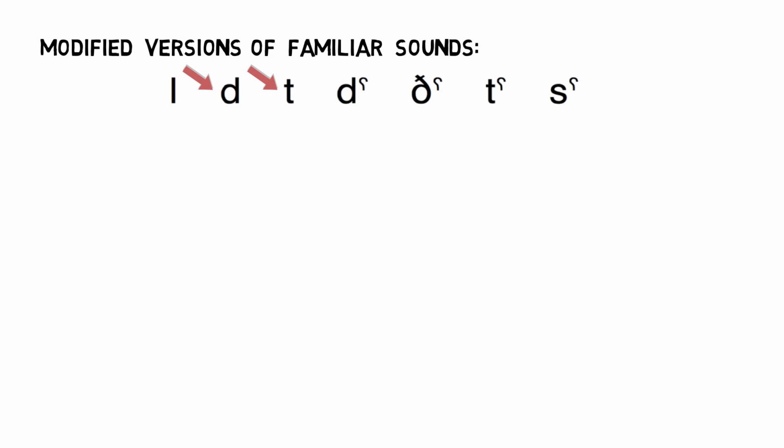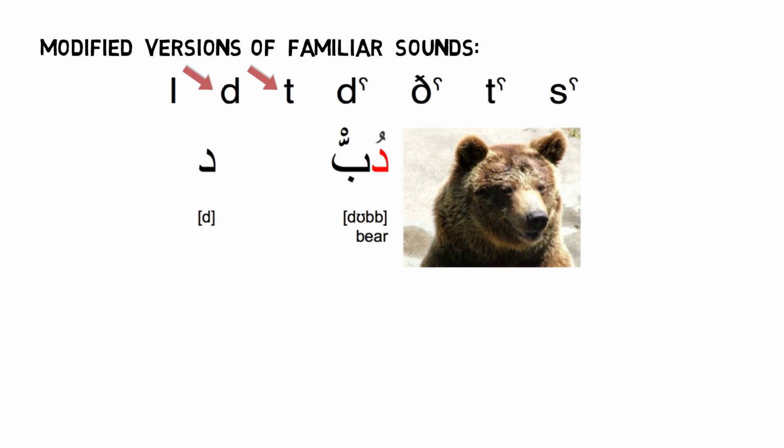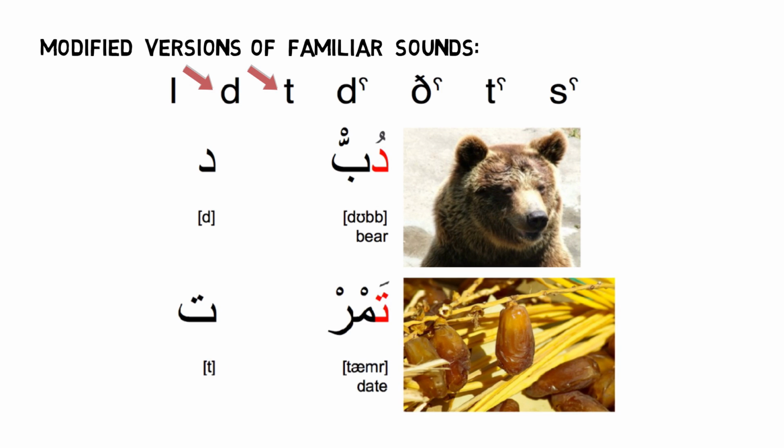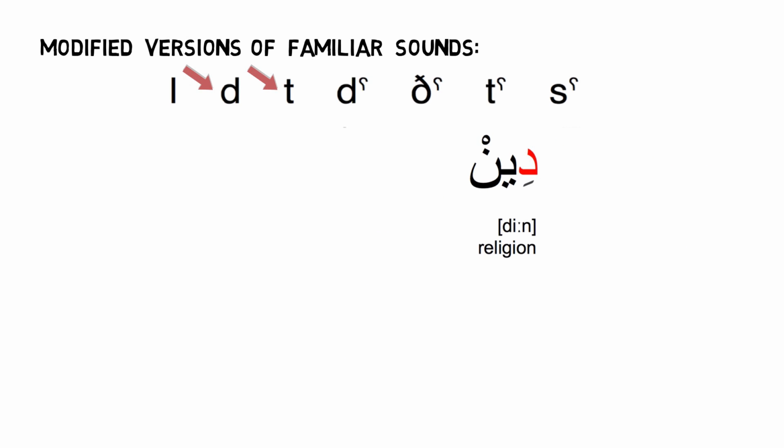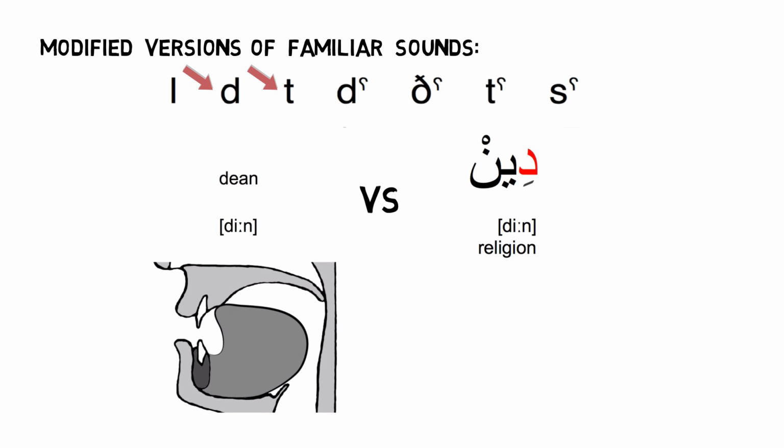Okay, so next, let's talk about 2 consonants that look like a D and a T in IPA. There's D as in dub and T as in tamr. These 2 consonants are slightly different from their English counterparts, mostly in terms of their tongue placement. If you're comparing these consonants between English and Arabic, you can say deen and deen. If you pay close attention, you'll notice that in the English word, the very tip of your tongue hits your alveolar ridge, that ridge right behind your upper front teeth.